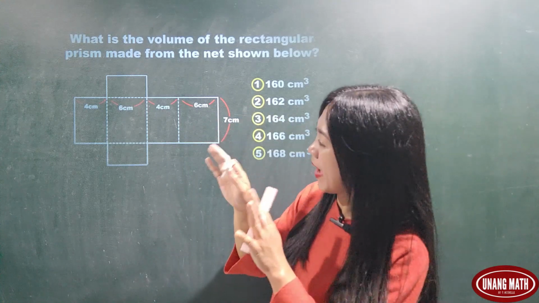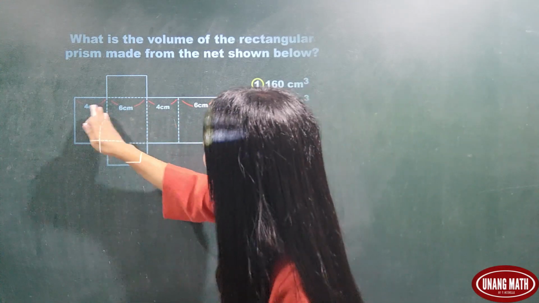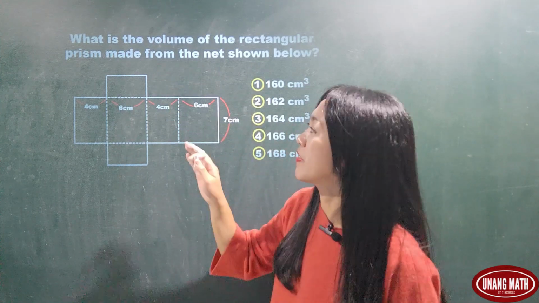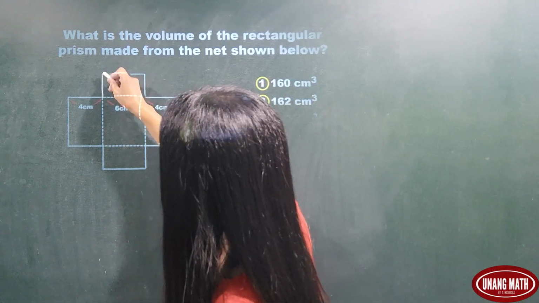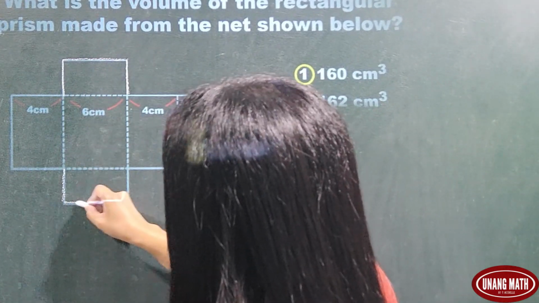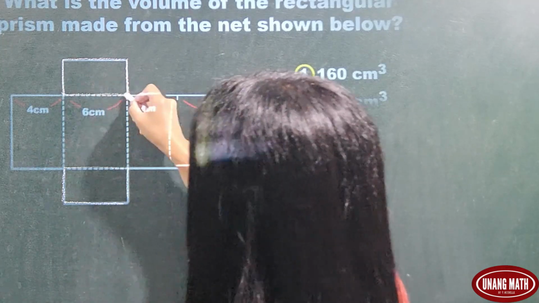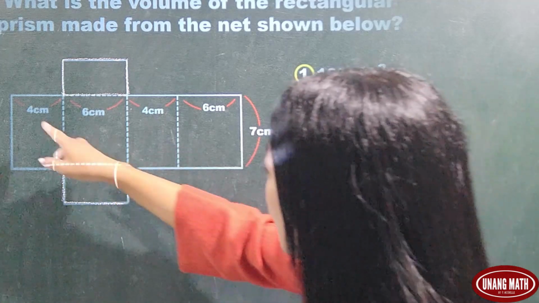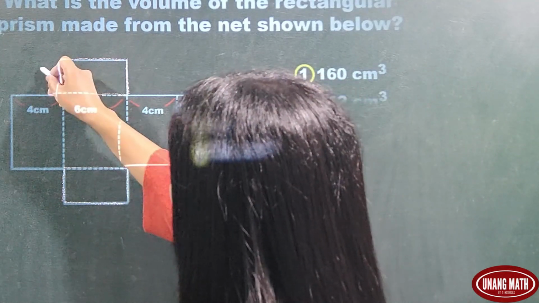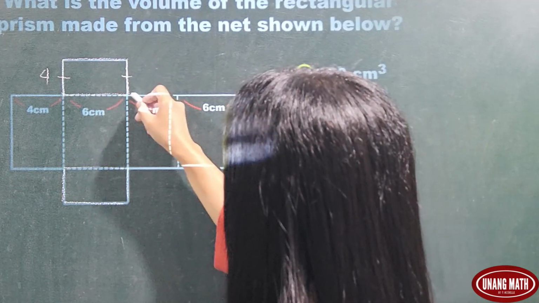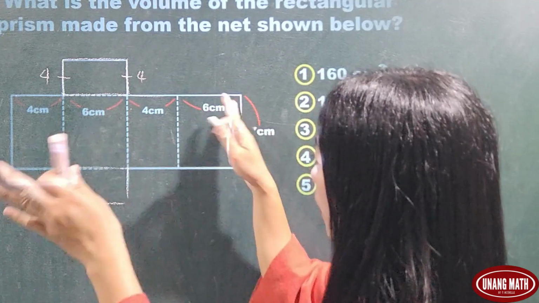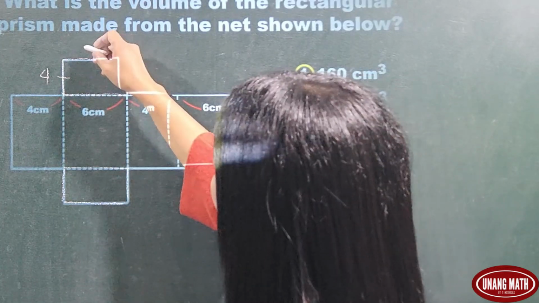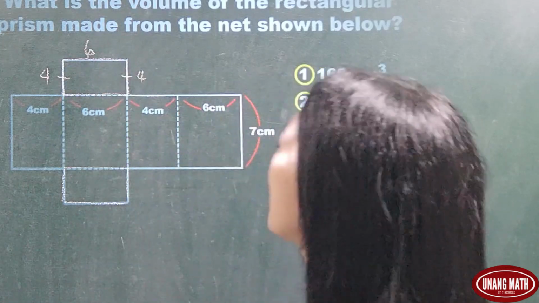Okay, if we try to imagine connecting all these shapes together, then we can form a rectangular prism. So this shape and this shape are the bases of the rectangular prism. If this is 4 centimeters, then that means this is also 4 centimeters. Okay, this is 4 centimeters because if we connect, then this one will go here, so 4 centimeters. And this is 6 centimeters.